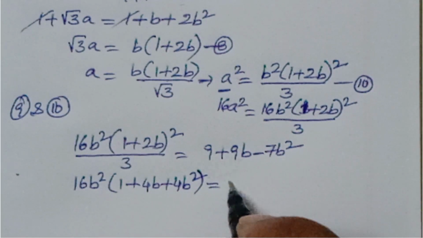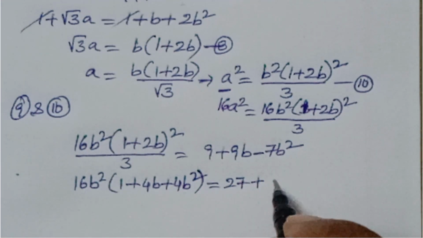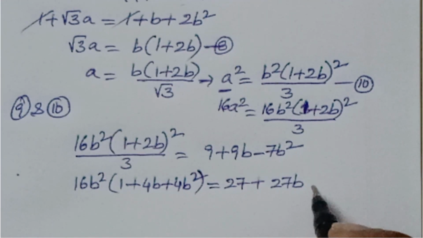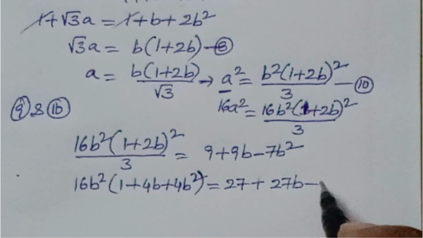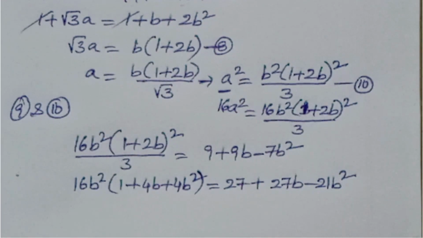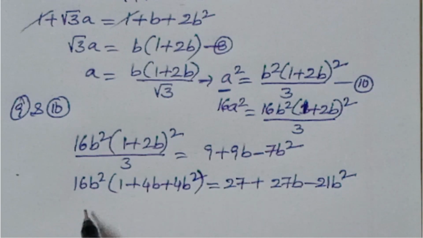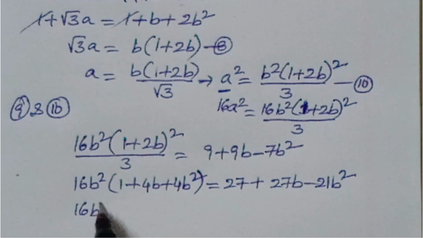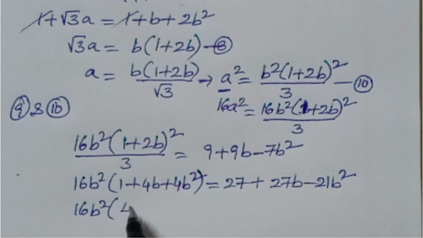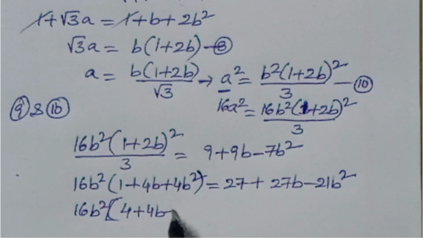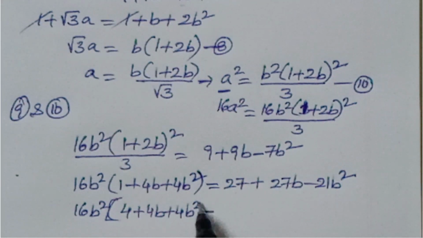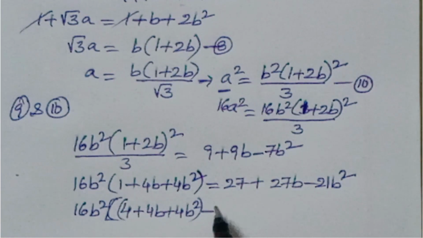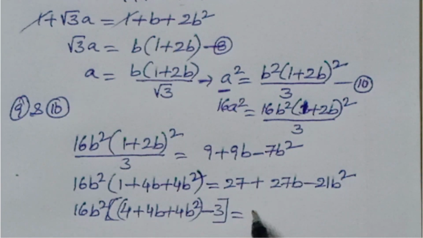Now if you open the bracket, 16b square into (1 plus 4b plus 4b square) is equal to 27 plus 27b minus 21b square. So here I am writing 4 plus 4b plus 4b square minus 3, minus 3 I am writing.